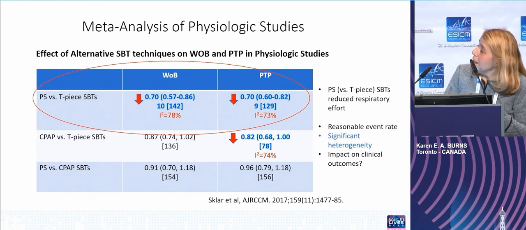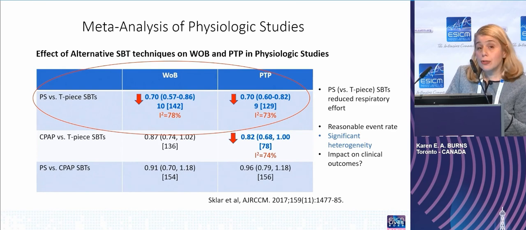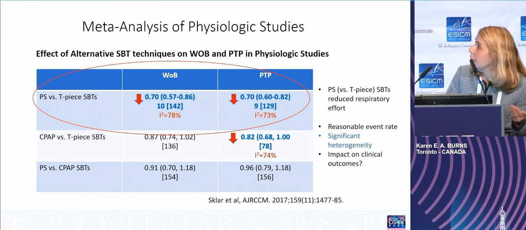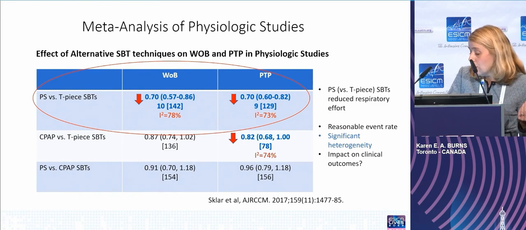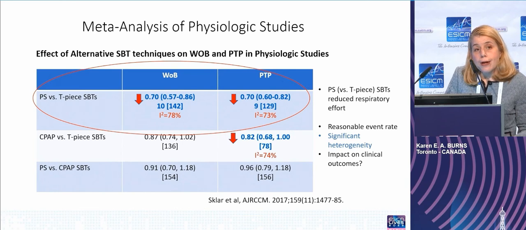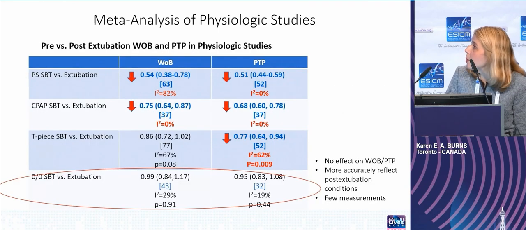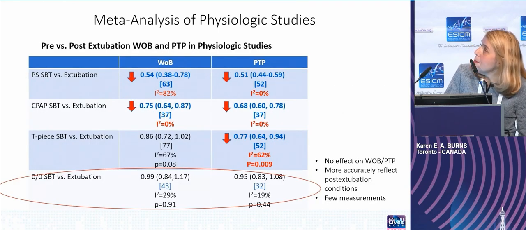In brackets there, I have 142 events and 129 events, so a very considerable number of events in this analysis, but there was significant heterogeneity. Studies had quite opposite findings, with I-squared of 78 and 73%, and we don't know the impact of this on SBT outcome or extubation outcome. In the same meta-analysis, though, he also showed something very interesting.